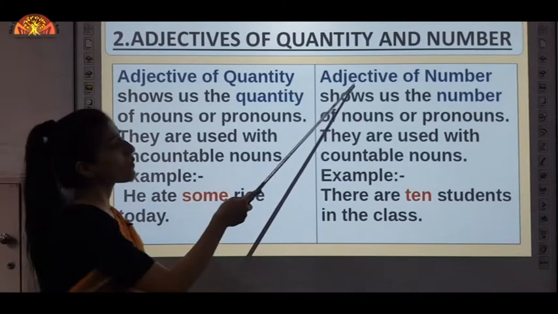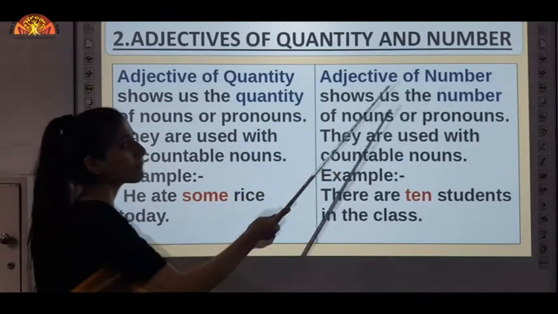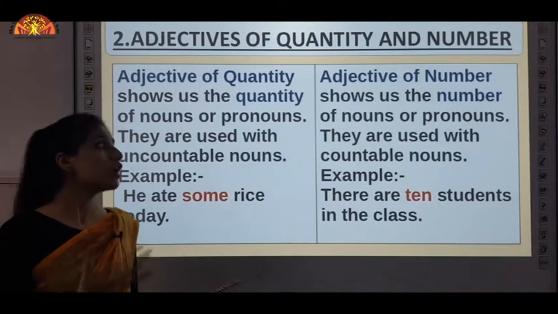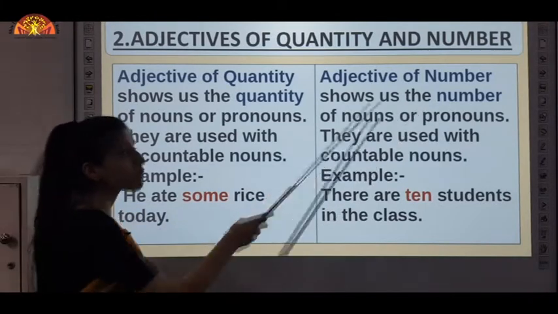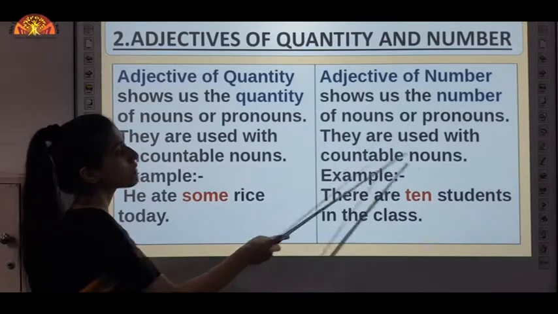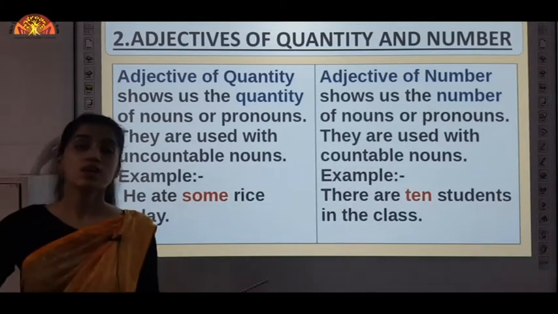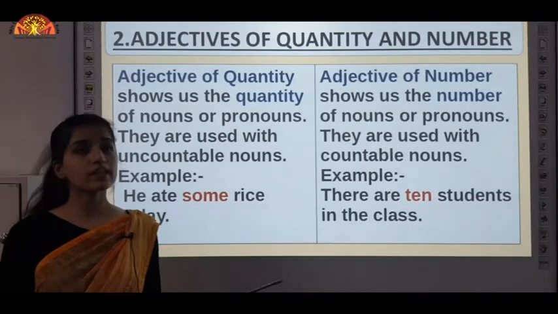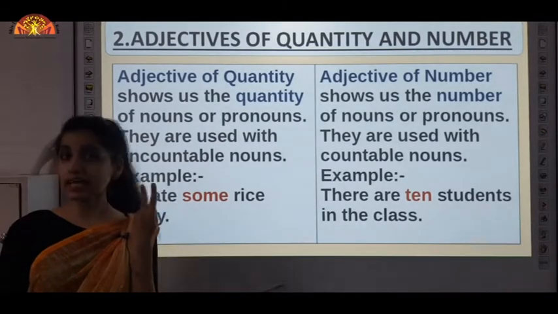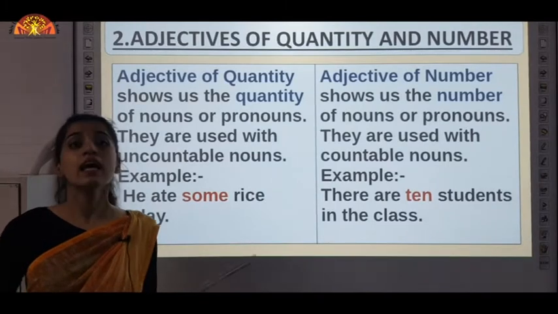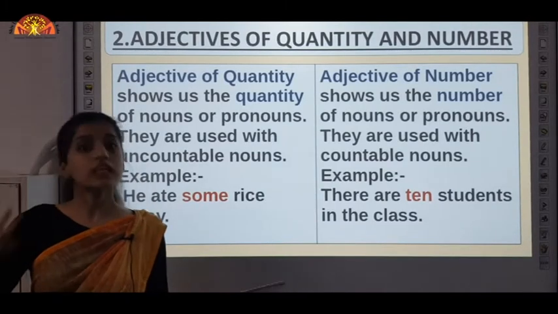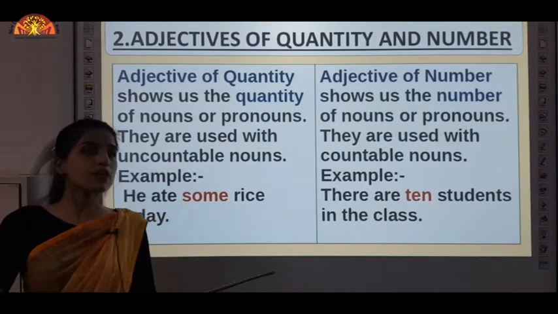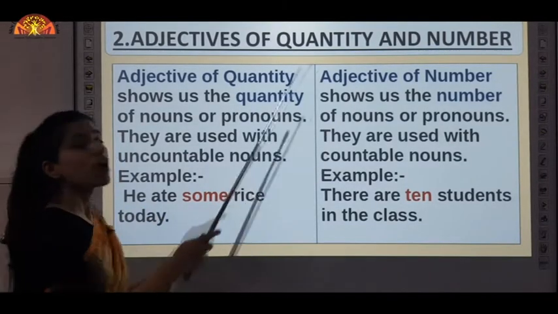Now the next one is adjectives of number. So what do adjectives of number show us? They show us the number of nouns or pronouns. They are used with countable nouns. So I can say they tell us about the exact number. Like this ring that I am wearing, this stick. These things we can count. So they are countable nouns, and with these things what we will be using is adjectives of number.